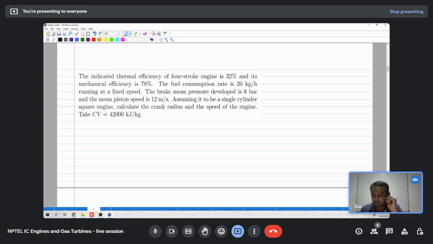This problem: indicated thermal efficiency of a 4-stroke engine is given as 32% and its mechanical efficiency is 78%. The fuel consumption rate is 20 kg per hour, running at a fixed speed. The brake mean pressure developed is 6 bar, and the mean piston speed is 12 meter per second. Assuming it to be a single cylinder square engine, calculate the crank radius and speed of the engine. Take CV as 42,000 kilojoule per kg.